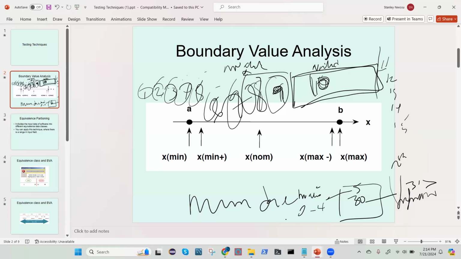So here in equivalence class partitioning, what we are saying is that we have to carry out our test cases in different classes, the different boundaries. How does it behave with 5 and 30?